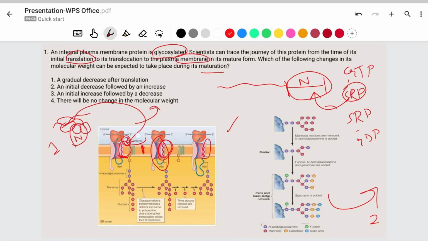Soon after the work of this signal peptidase, there is a molecule called dolichol. This dolichol will come here and attach, and that will glycosylate the protein at the asparagine residue.